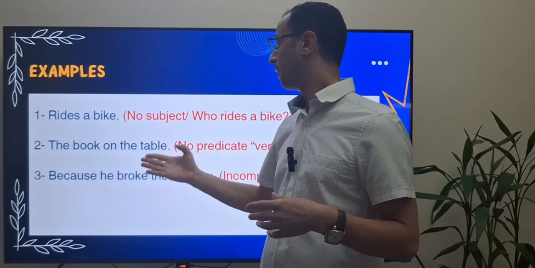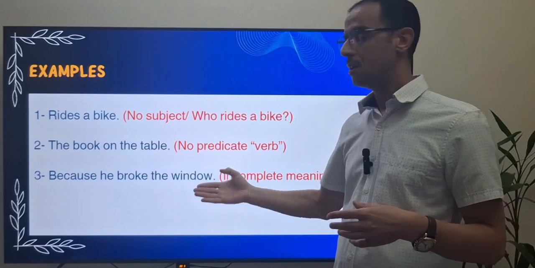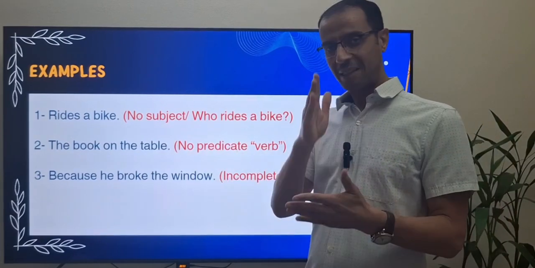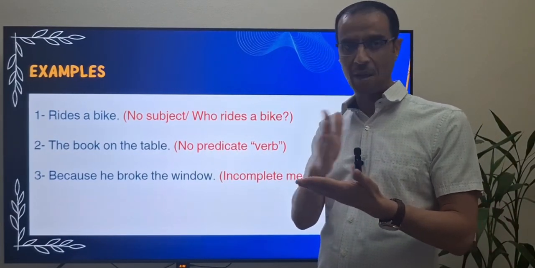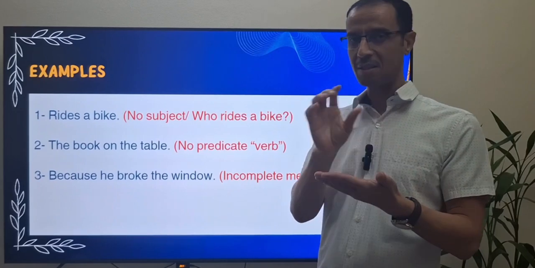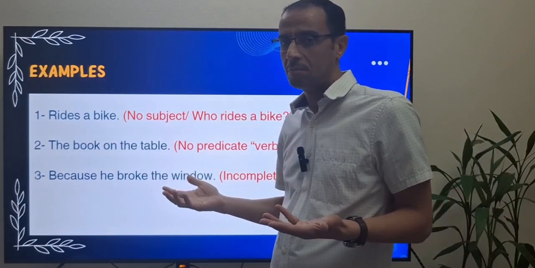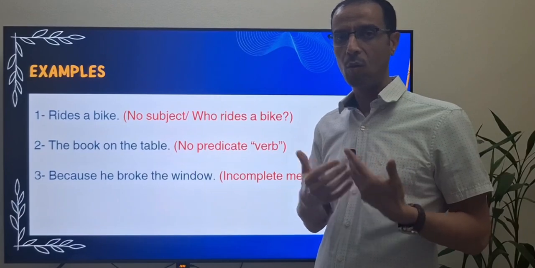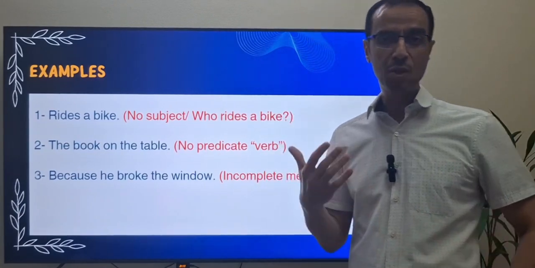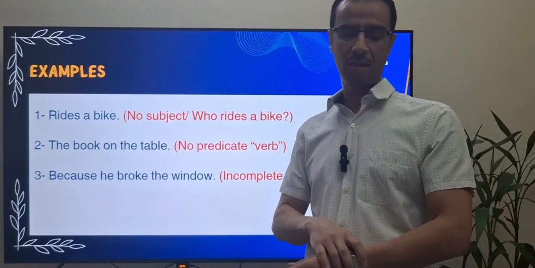Because he broke the window. It looks like this sentence is cut, right? It's half of a sentence, not a clear sentence. Because he broke the window. There's something missing. What is missing? That's why it is incomplete.